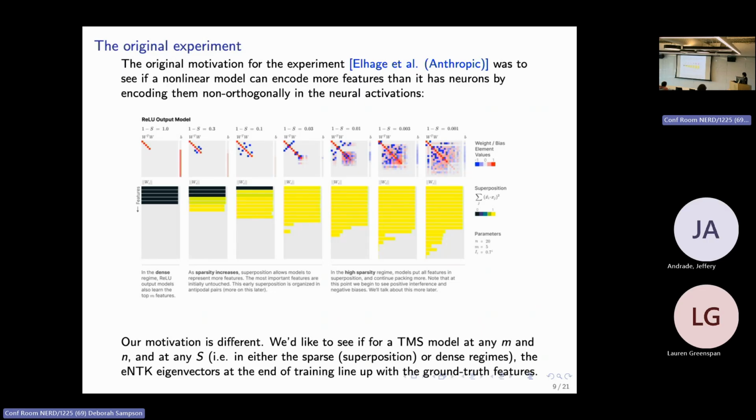My motivation is a little different. Given that this toy model with these nice ground truth features existed, we'd like to see if, for this type of model, at any values of all the hyperparameters like M, N, and S, the eigenvectors of the empirical NTK at the end of training happen to line up with the ground truth features.